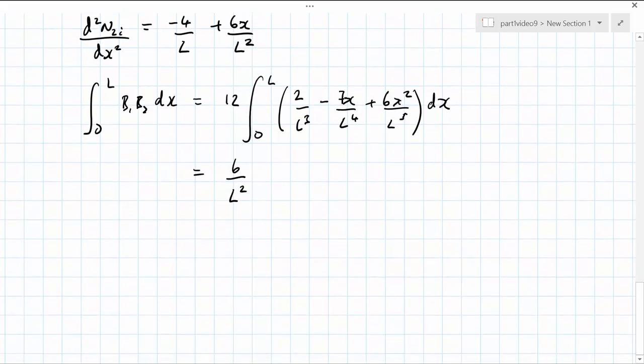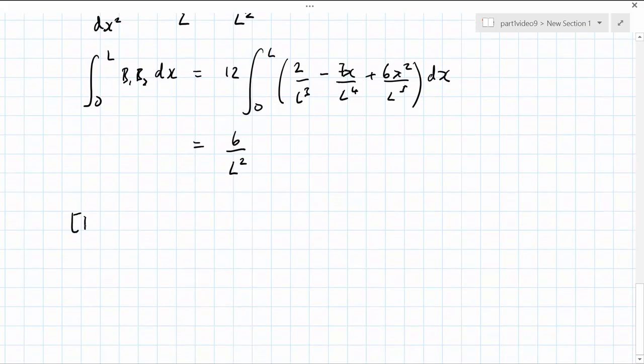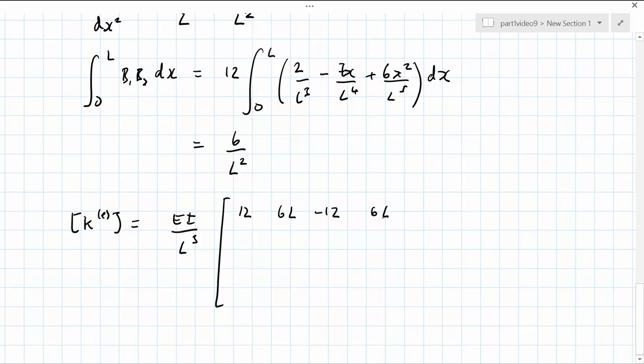Performing all of these integrations, so all 16 of them, we would get the full stiffness matrix in analytical form, which is just EI over L cubed with elements 12, 6L, minus 12, 6L; 6L, 4L squared, minus 6L, 2L squared; minus 12, minus 6L, 12, minus 6L; 6L, 2L squared, minus 6L, 4L squared.